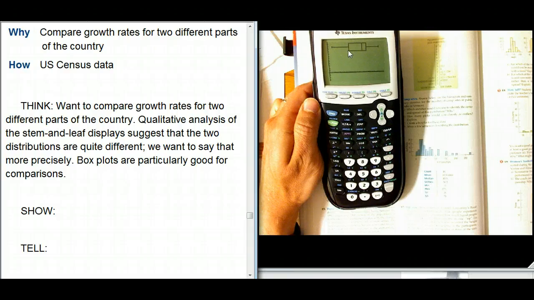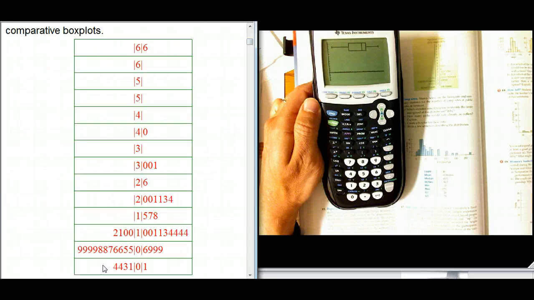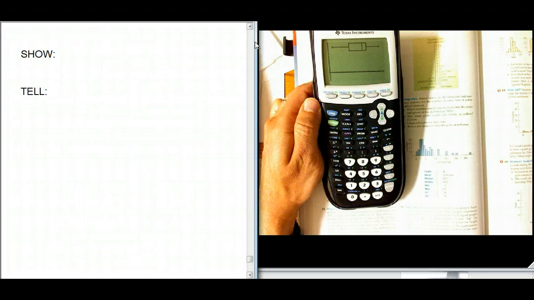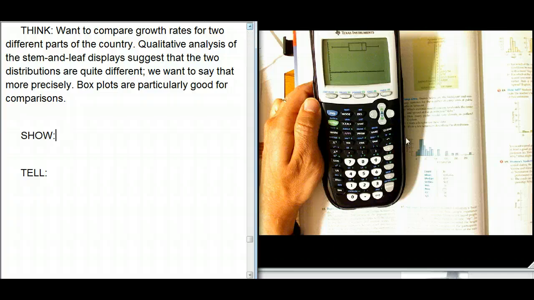Okay. The median, the Q1, Q3, and here's the ends of the whiskers. And there's no outliers, and that makes sense. There didn't seem to be outliers. If we go back to this display, they're all kind of clumped together. There's not anything. Okay, so we're not done with that.